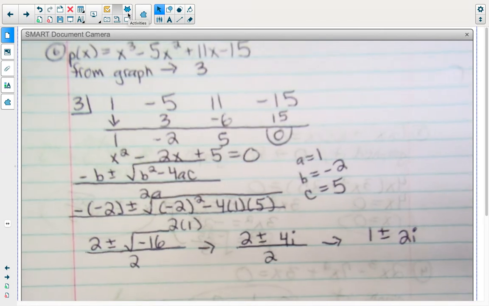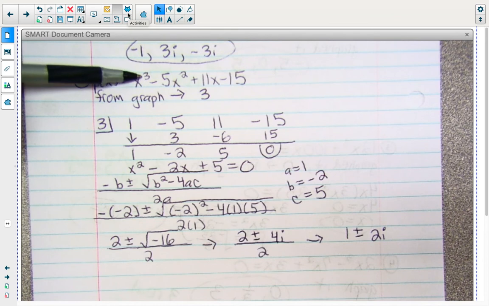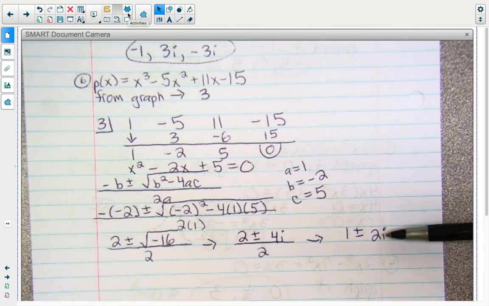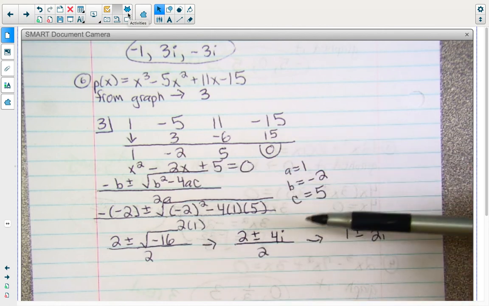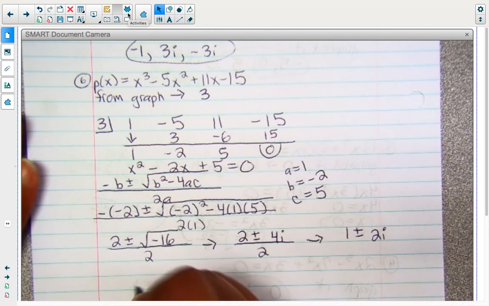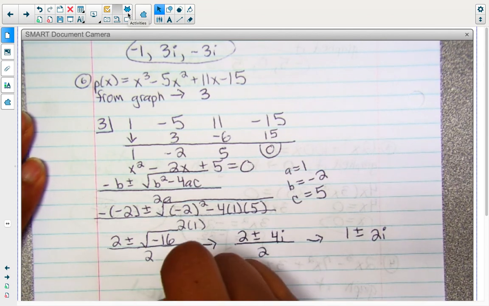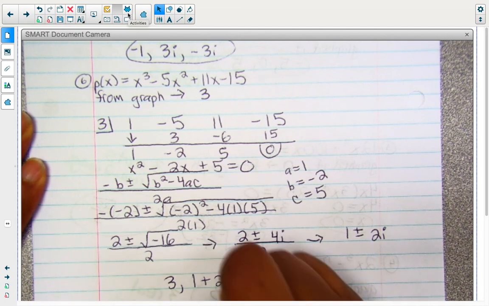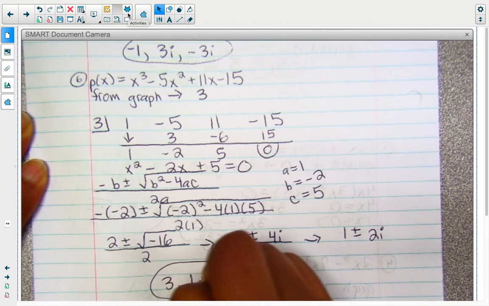Now we have all 3 solutions that we're looking for. We were looking for 3 solutions from this problem. I got one of them from the calculator. That was my one real solution. And then I got 2 solutions when I went through and did synthetic division and quadratic formula. So our 3 answers to this problem are 3, 1 plus 2i, and 1 minus 2i. So those are our 3 answers.